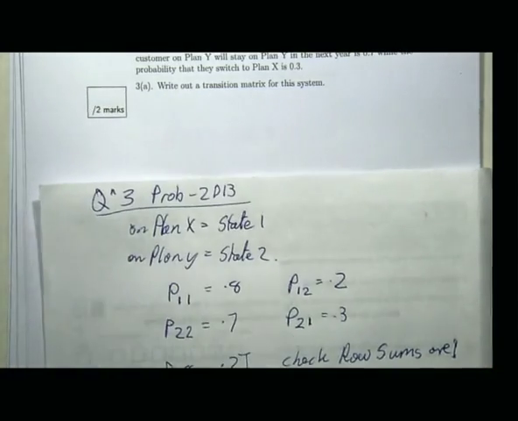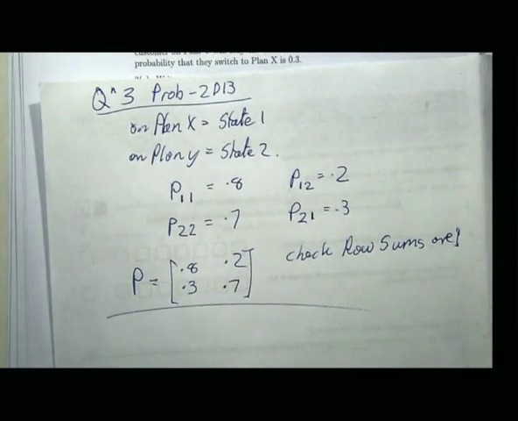Okay, so write out the transition matrix for this system. Done. Alright, that's my P. I'm done. How easy was that? 2 marks. Piece of cake. I love it.